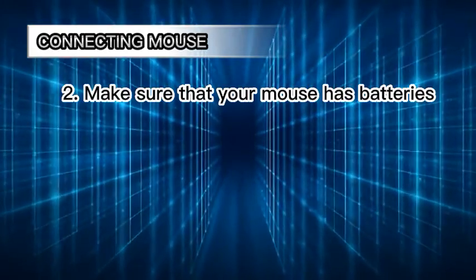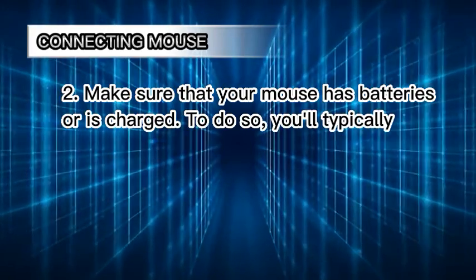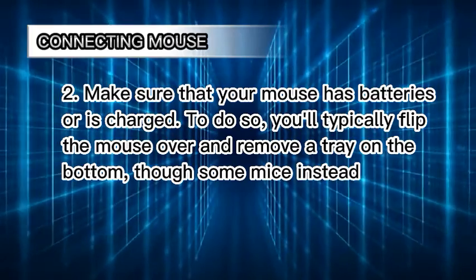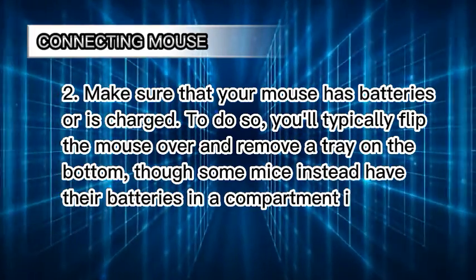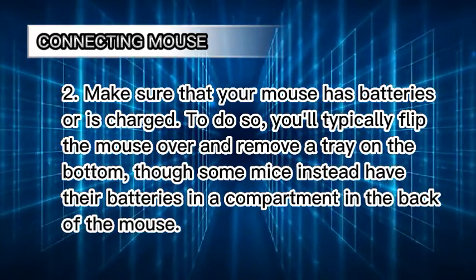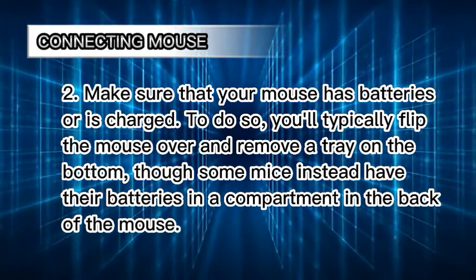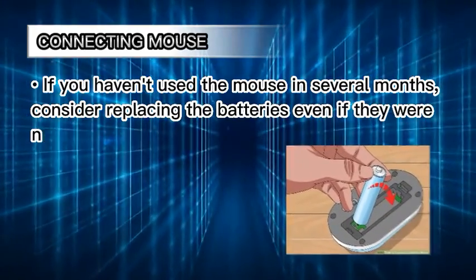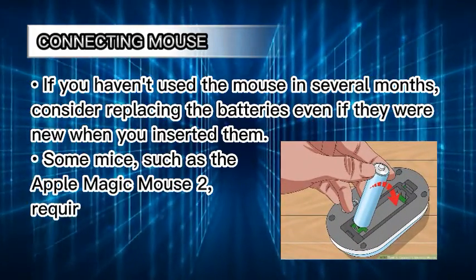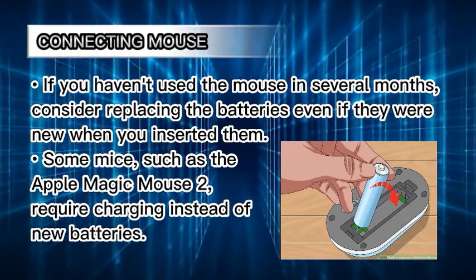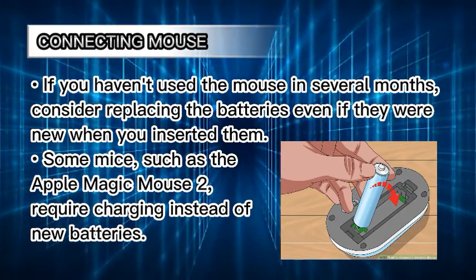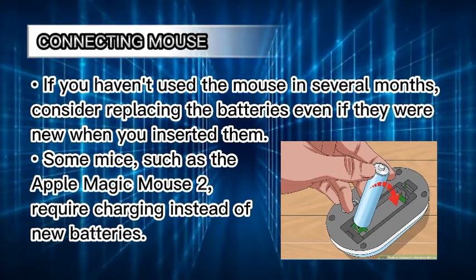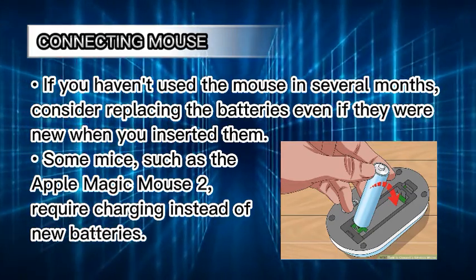Make sure that your mouse has batteries or is charged. To do so, you'll typically flip the mouse over and remove a tray on the bottom, though some mice instead have their batteries in a compartment in the back of the mouse. If you haven't used the mouse in several months, consider replacing the batteries even if they were new when you inserted them. Some mice, such as the Apple Magic Mouse 2, require charging instead of new batteries.